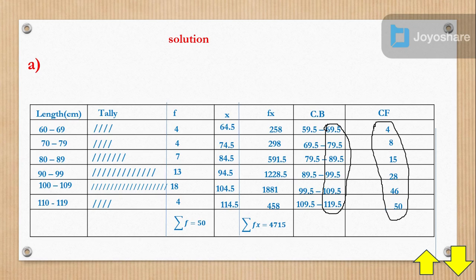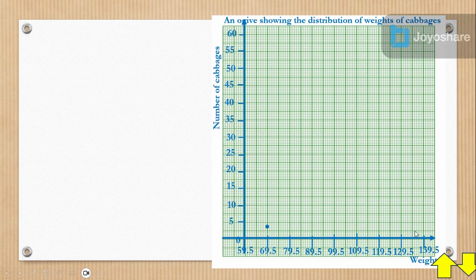That's how the plotting of the graph goes, whereby 64 goes with 4, 79 goes with 8, 89 goes with 15, 99 goes with 28, 105.5, 109.5 goes with that, and that goes with that. Let's go and see how that is done. Okay, the plotting is done as shown above.